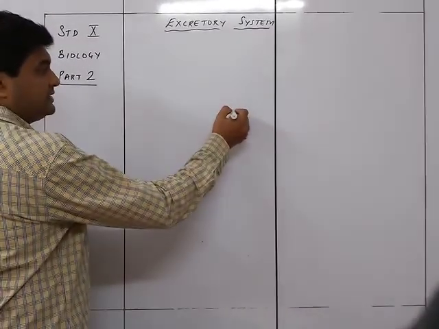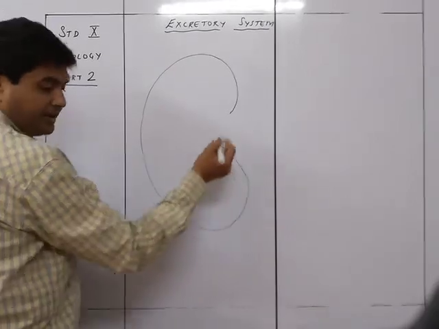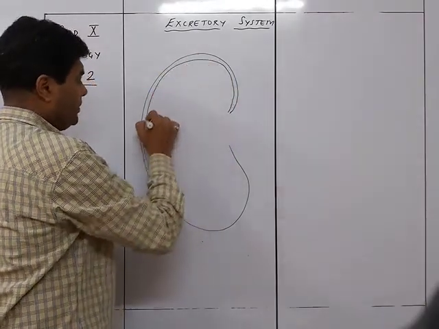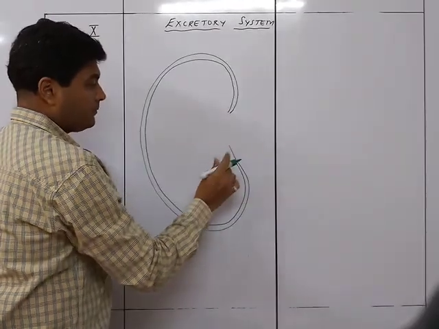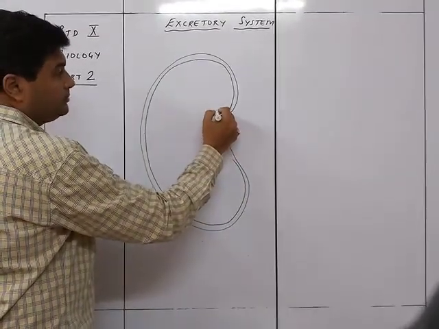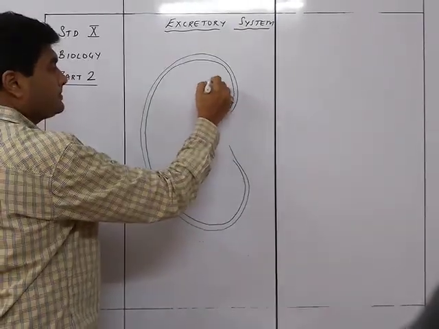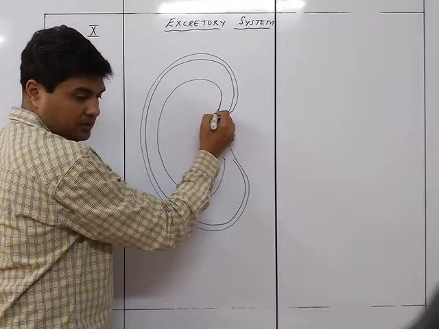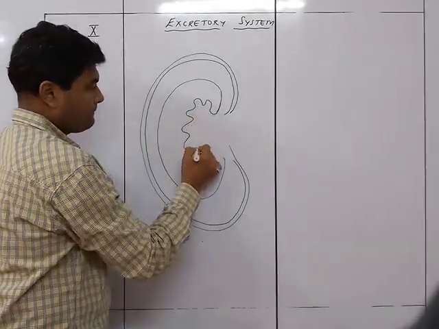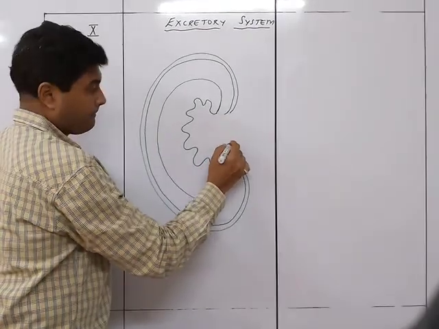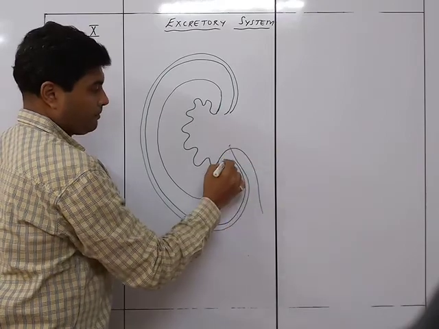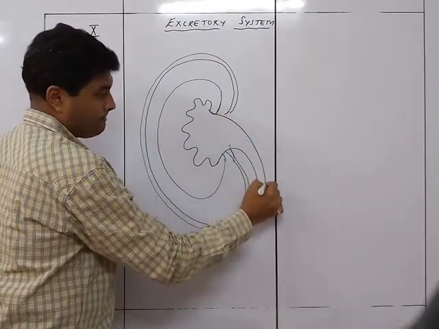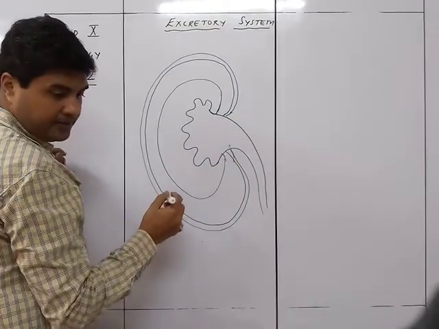So we see the structure of the kidney, it's a bean shaped thing. The kidney is something like this, and over here there is one outer coating. And then there is one more layer. And here of course it is double walled.